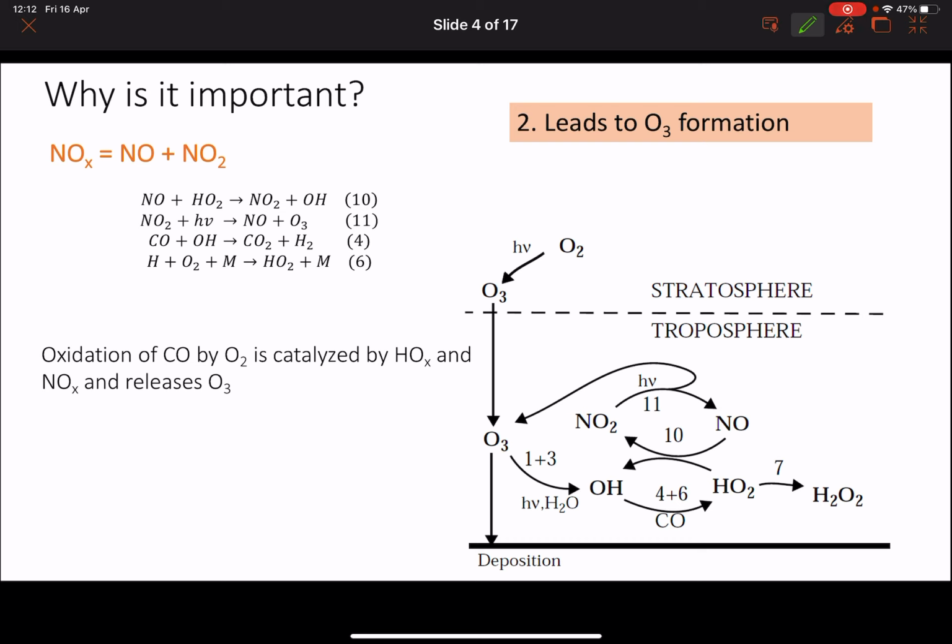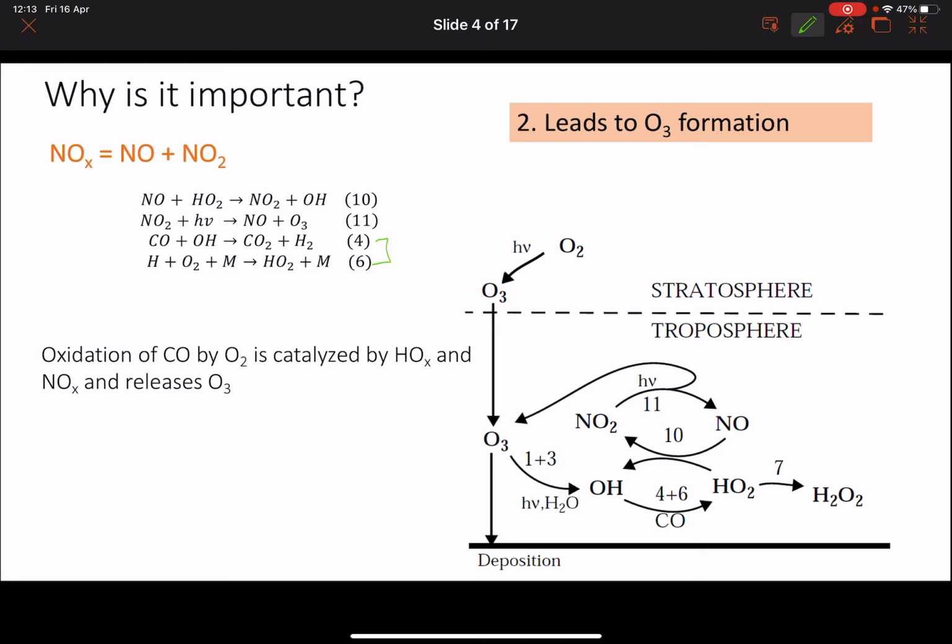The second thing about NOx that's really important, and this happens more in polluted environments, but it also does happen in remote environments, is the formation of ozone. And so here I've added two more equations. So you have reaction 10 and 11, which we've already talked about. So NO oxidizing to NO2 and then being photolysed back to NO. But CO, carbon monoxide, which is one of the main natural VOCs, reacts with OH to form CO2 and H. And then you have this reaction where the H reforms with O2 to form HO2.